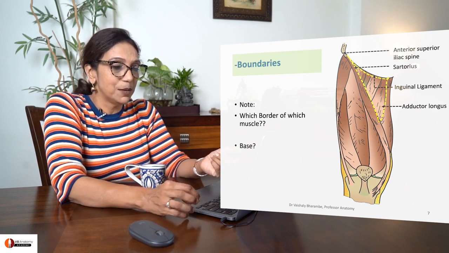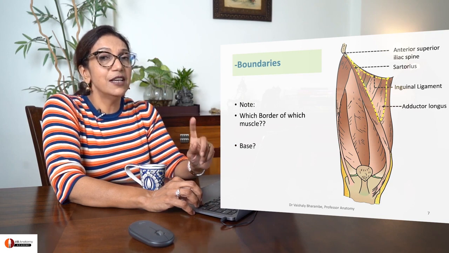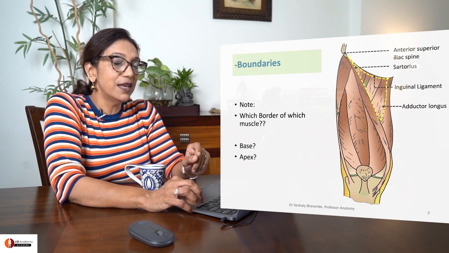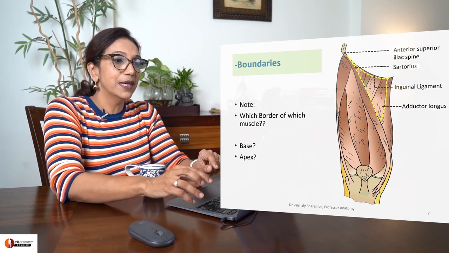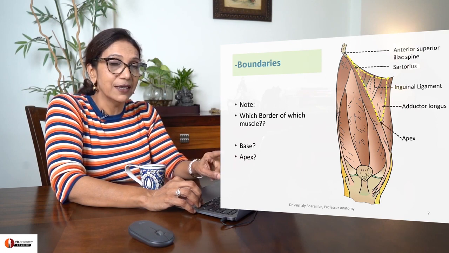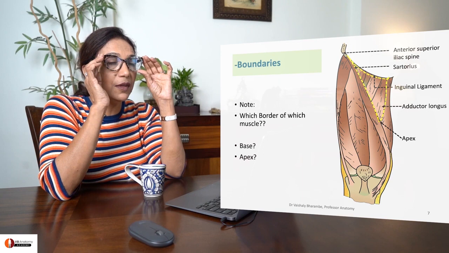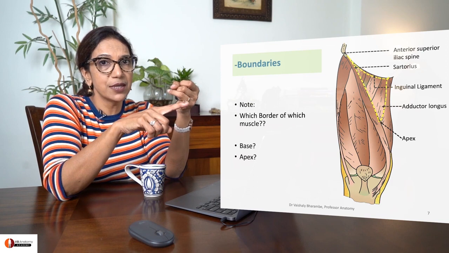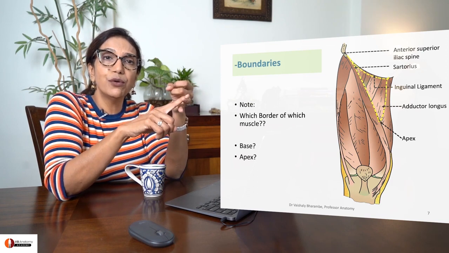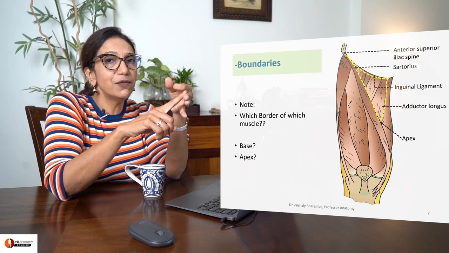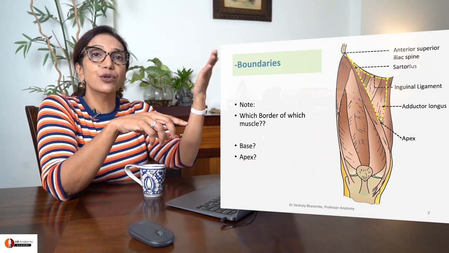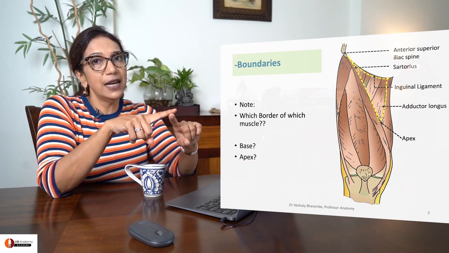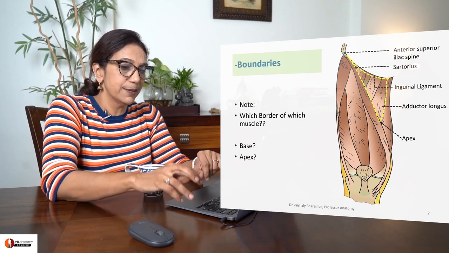What is the base then? The base is the inguinal ligament. If there is a base, there has to be an apex, correct? So where is the apex? The apex is where the sartorius comes to overlap the adductor longus. That point here is called the apex. So students, what have we learned? The lateral boundary is formed by the medial border of sartorius. The medial boundary is formed by the medial border of adductor longus. The superior boundary is formed by the inguinal ligament, which is also said to be the base of the triangle. The apex is where the sartorius crosses the adductor longus. Got it clear? Boundaries? Right.